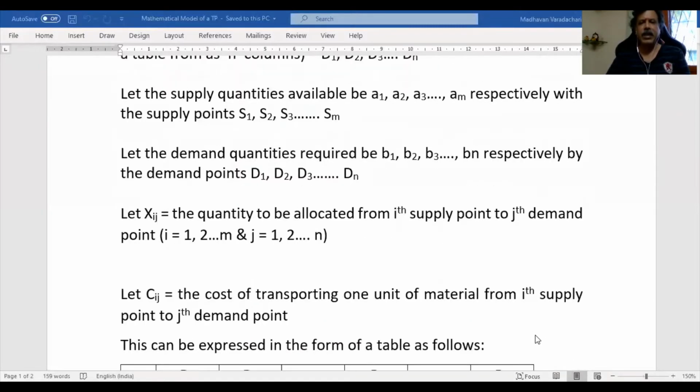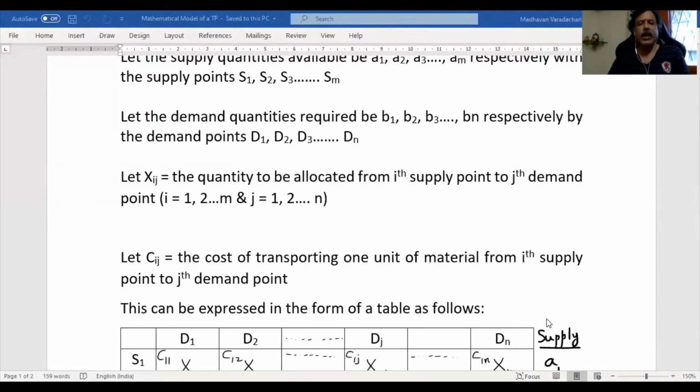Let Cij be the cost, C be the cost, and ij is the suffix. It is meant for the cost of transporting one single unit from the ith supply point to the jth demand point. So considering all these things, we can show all of them in one single table.